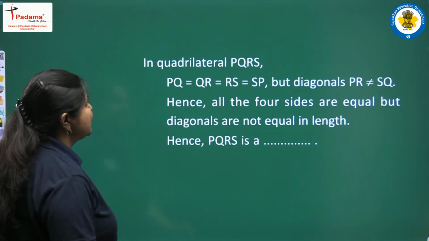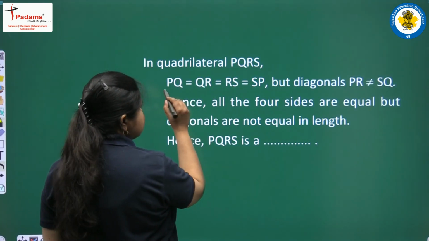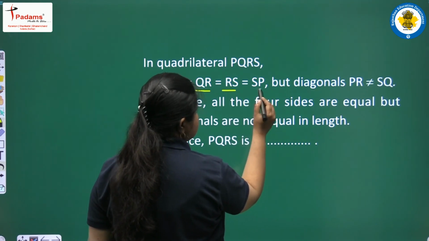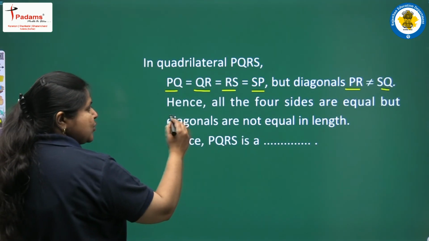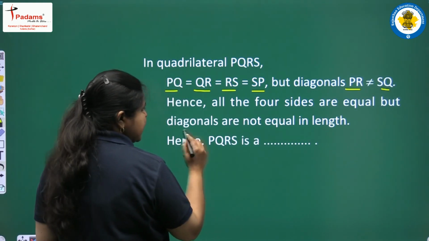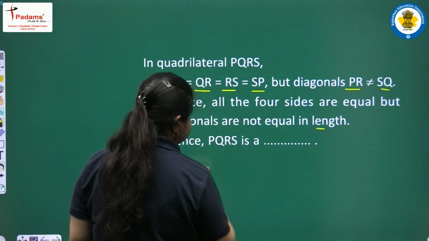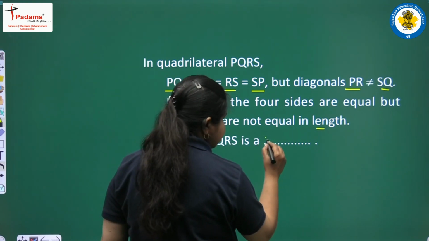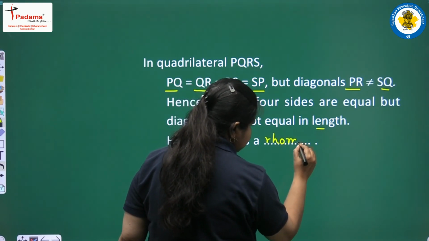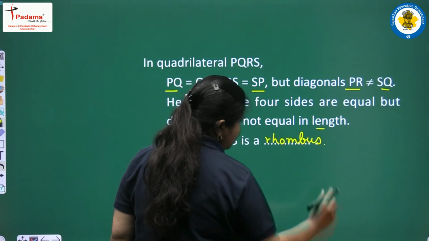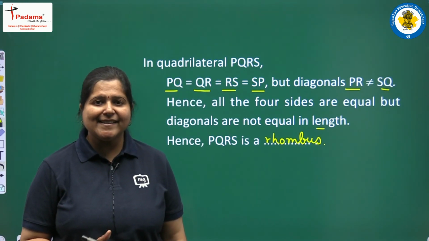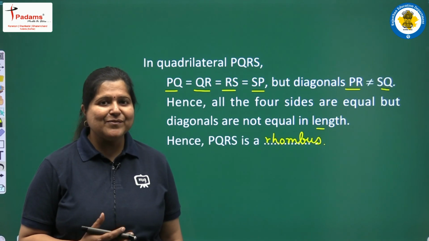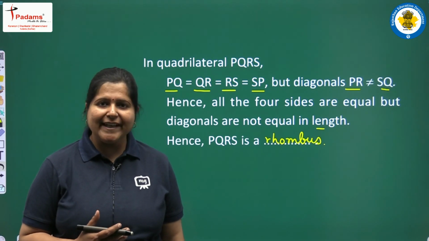We can write here in quadrilateral PQRS, PQ is equal to QR equal to RS equal to SP, but diagonals PR and SQ are not equal. Hence all the 4 sides are equal, but diagonals are not equal in length, and hence PQRS is a rhombus. Got it? That was an easy one, not that much difficult. So with this we complete exercise 7.4, and with this we complete this chapter 7, coordinate geometry.